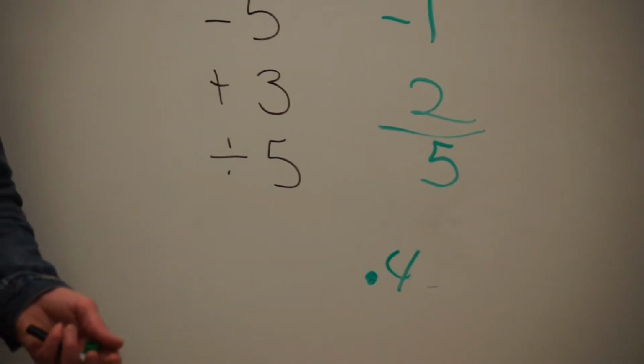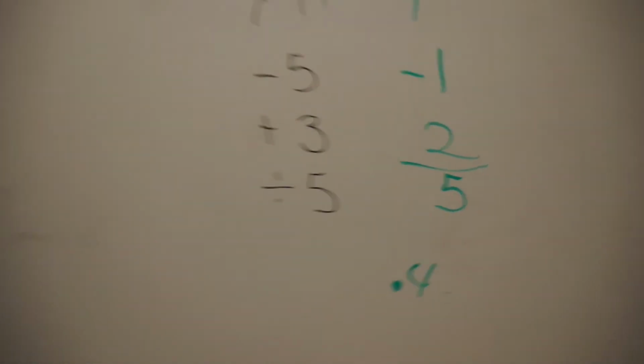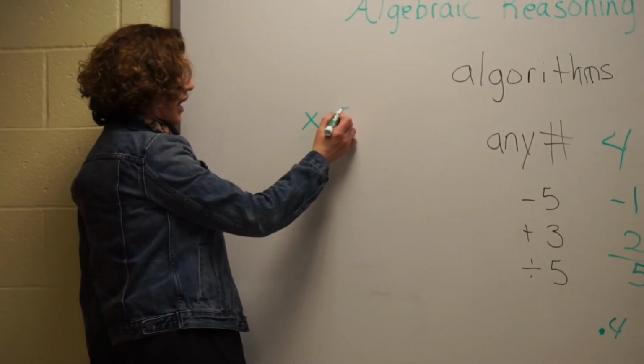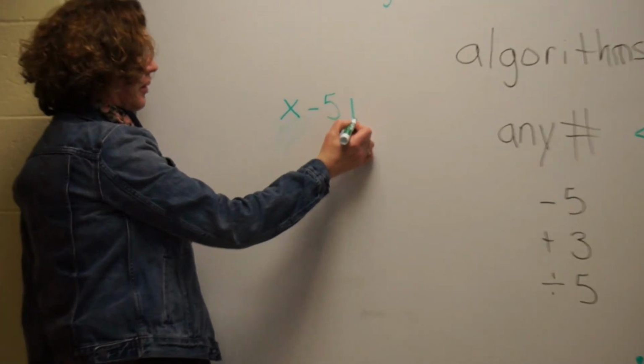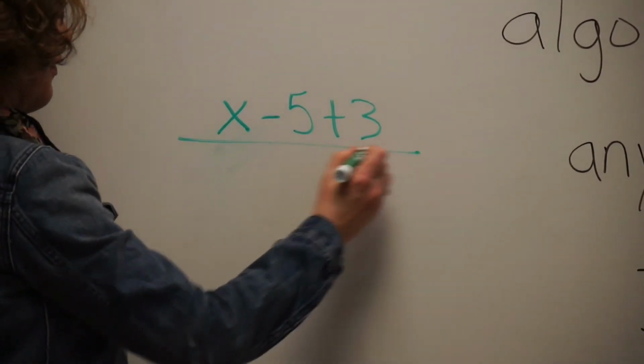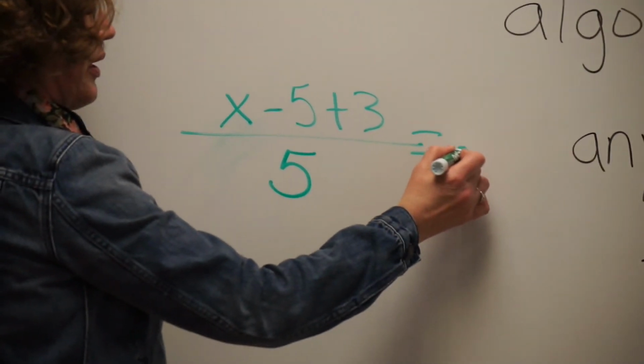Now, let's put this in an algebraic expression. Any number, we use x, minus 5 plus 3 divided by 5 equals 0.4.